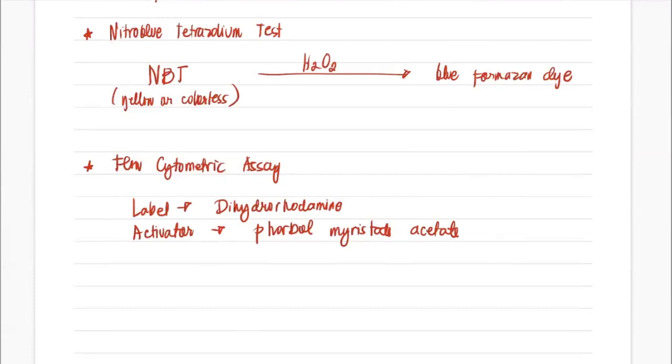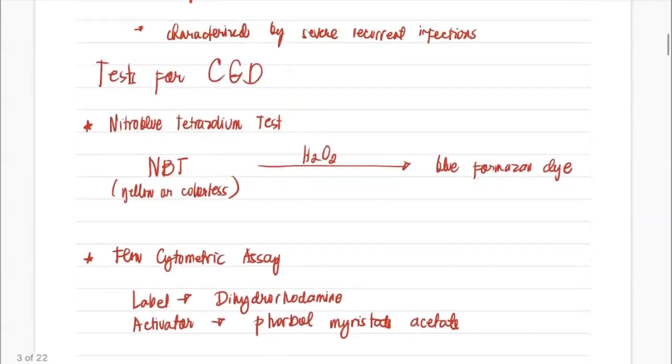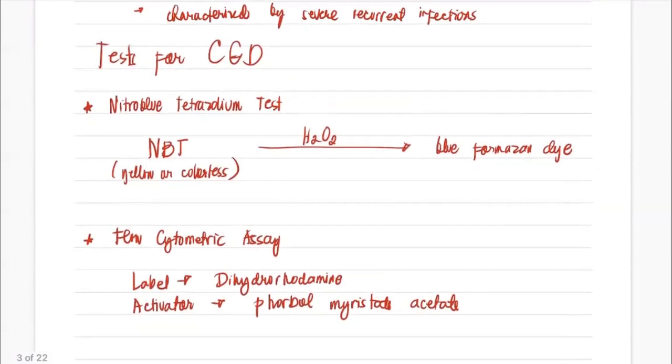Ibig sabihin, nagkakaroon ka ng oxidative burst if there is fluorescence. And yung fluorescence, it is being quantified through flow cytometry. Okay? So yan naman yung flow cytometric assay, no, as a test, no, for CGD.